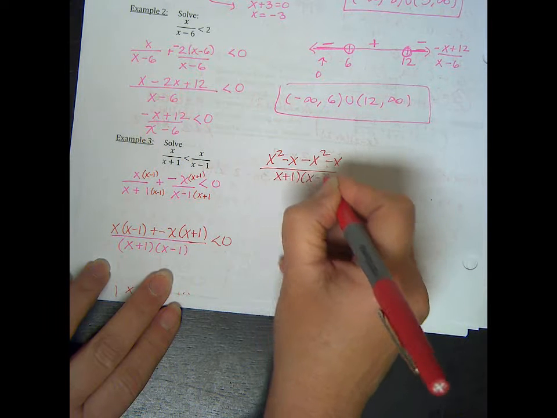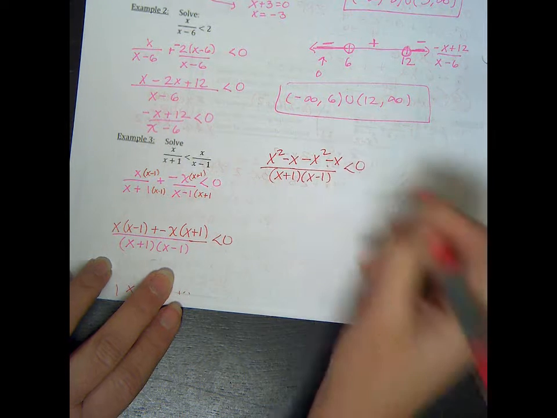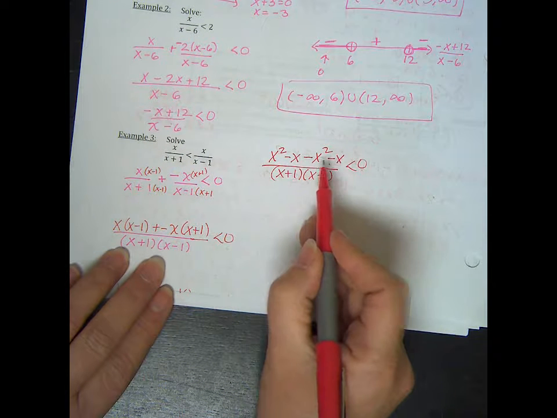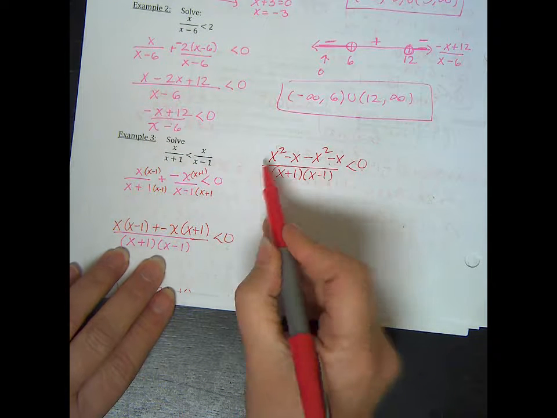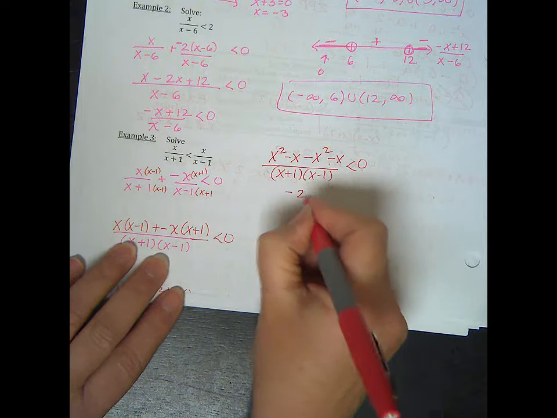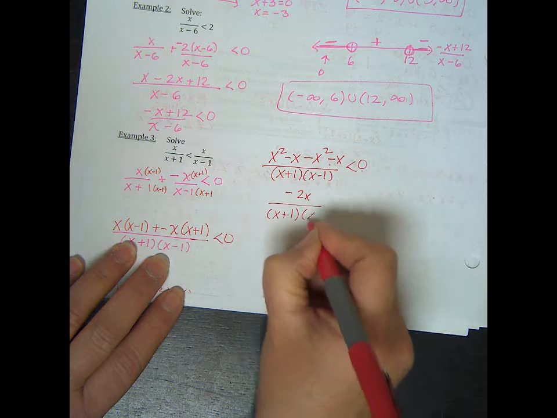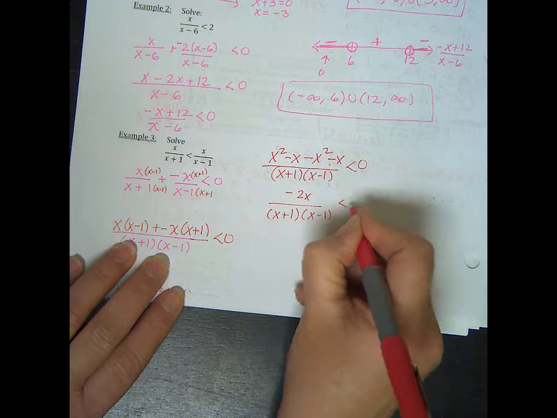And don't FOIL these together. We want these to be in factored form on the denominator. Here, x squared and negative x squared nicely subtract away. But negative x and negative x is negative 2x. So there is our one fraction set less than 0.